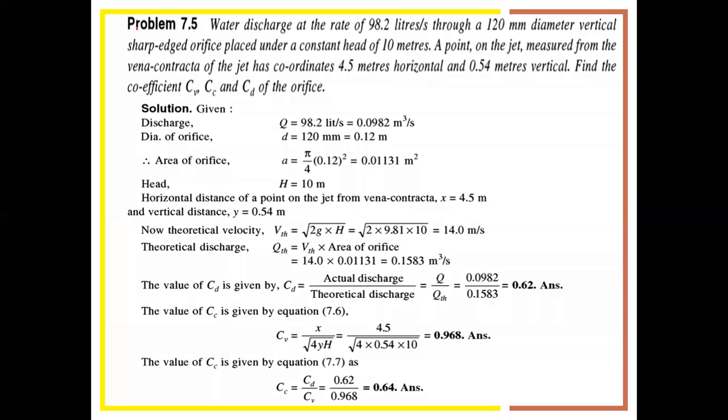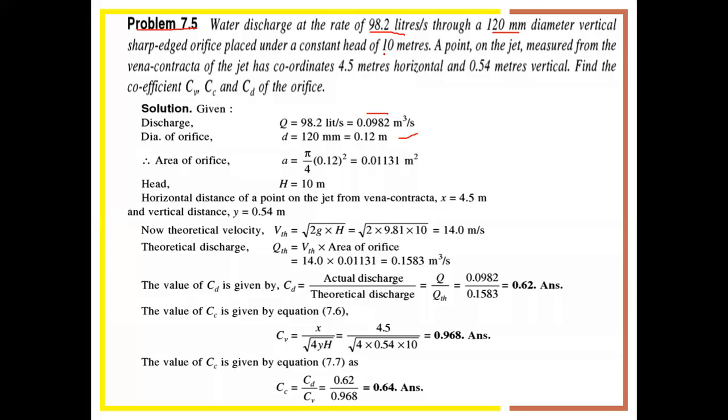So, the fifth problem we are dealing with: water is discharged at a rate Q of 98.2 liters per second, that is 0.0982 meter cube per second, through a 120 millimeter diameter vertical orifice. So the diameter of the orifice is D equals 120 millimeter.